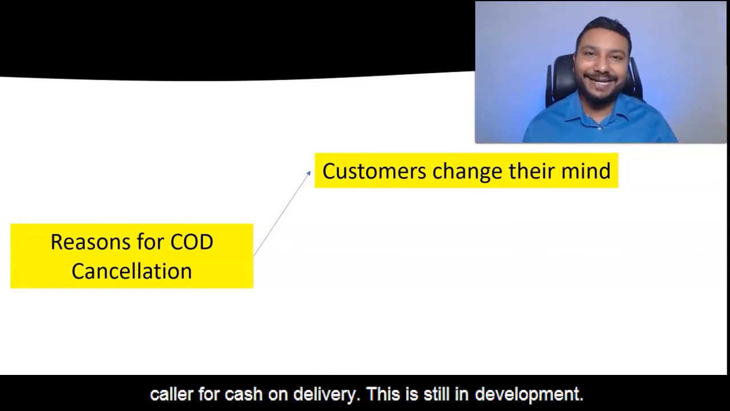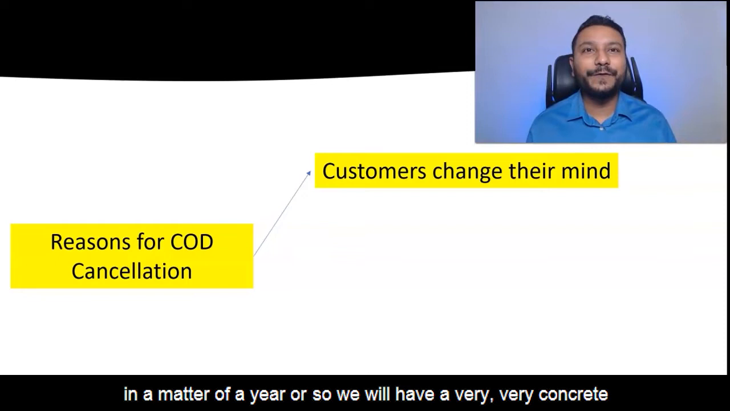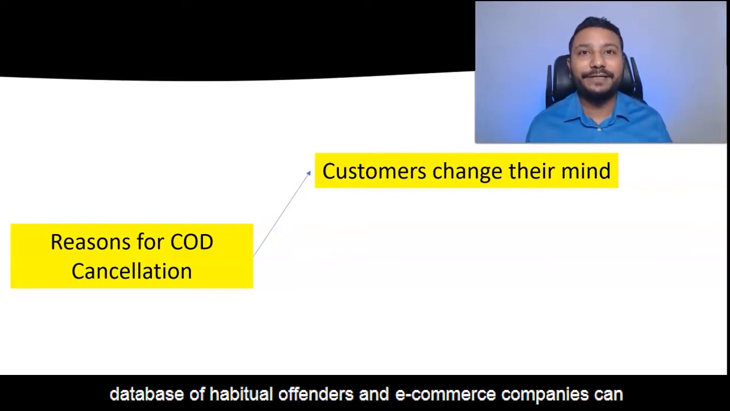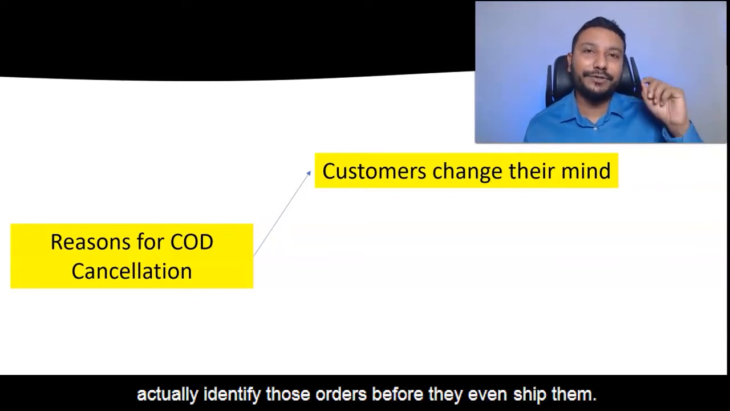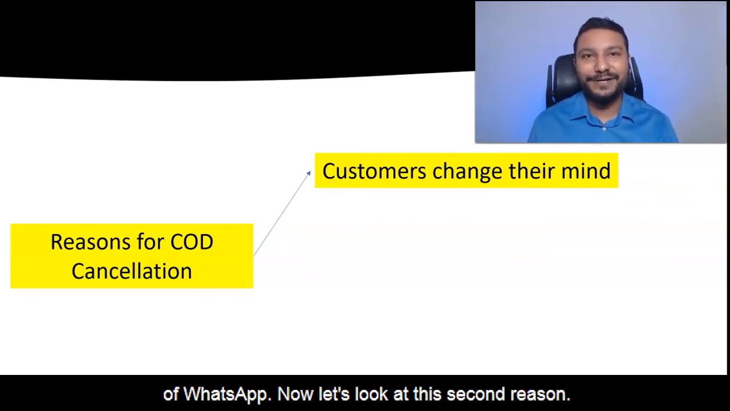This is still in development. There are companies which are testing it in beta phases. So hopefully in a matter of a year or so, we will have a very concrete database of habitual offenders, and e-commerce companies can actually identify those orders before they even ship them. So that's reason number one, and this is beyond the scope of WhatsApp. Now let's look at the second reason.